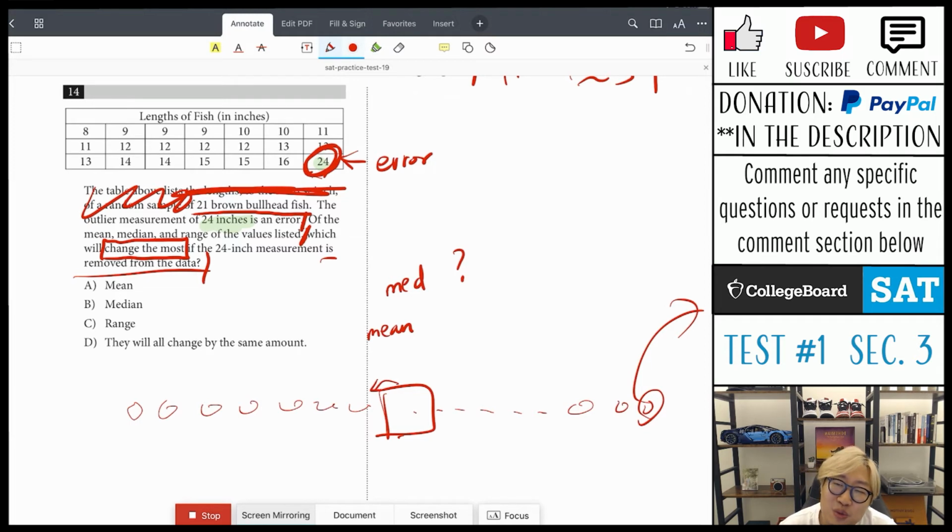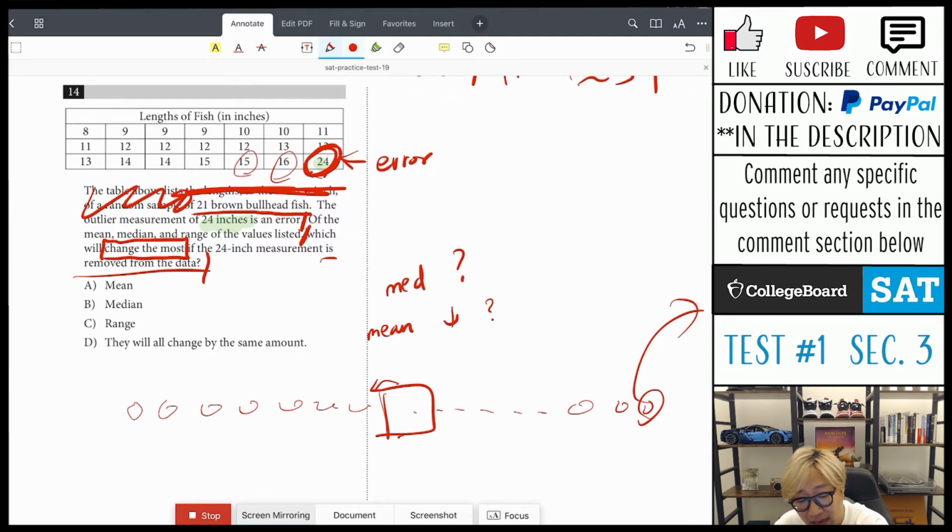But that's a 24. If you look at the guy right here, that's like 16, 15. It's not that much of a difference. So I know the mean's going to go down, I just don't know how much. Significantly, it's only one guy leaving, and he's not a super outlier. So I'm not quite sure.